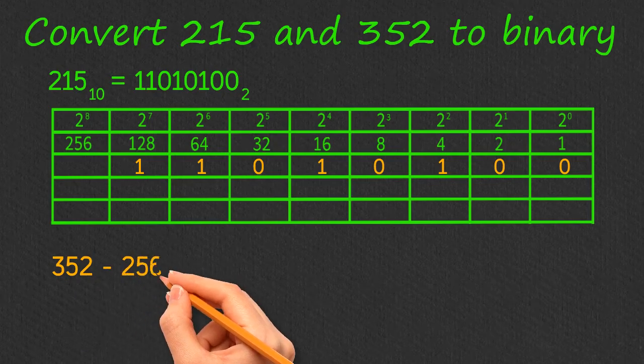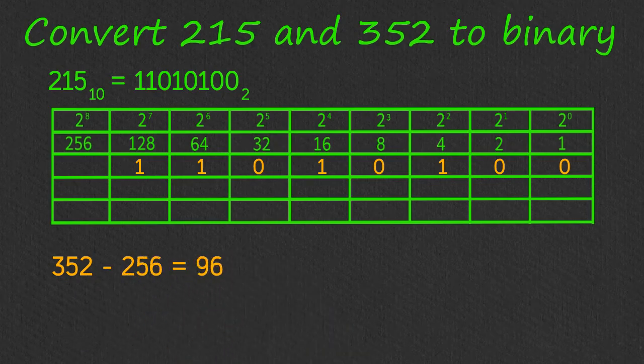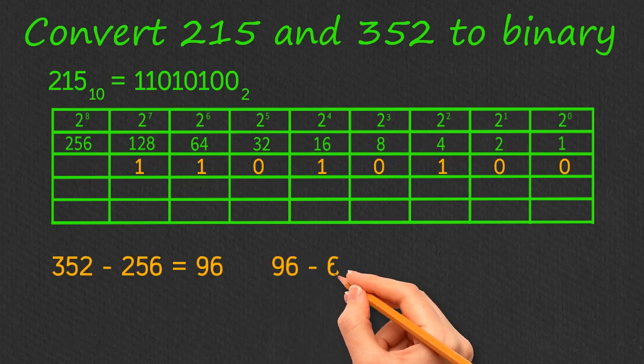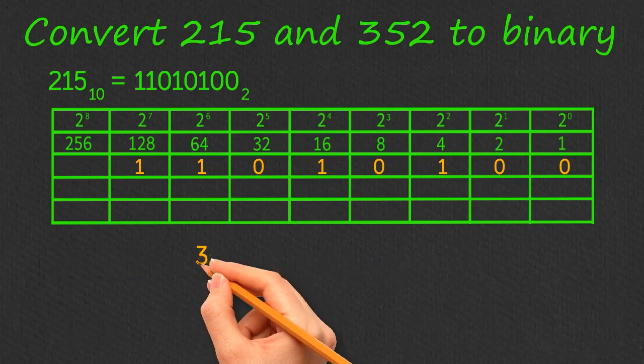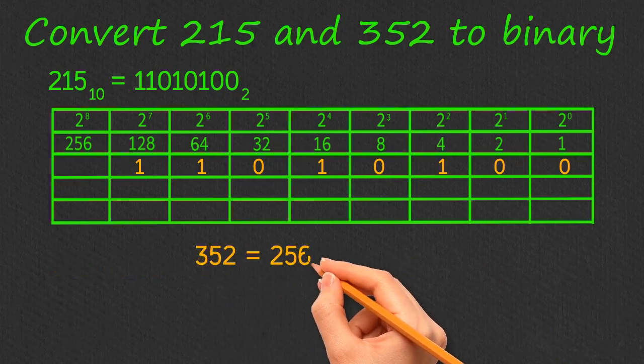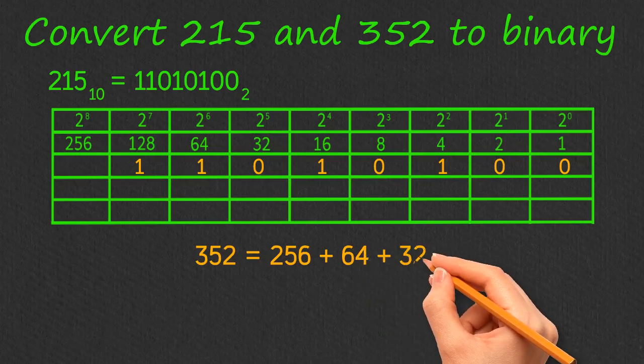352 take away 256 is 96. Now this is better. The remainder is in the same magnitude, size, as the available place values and not much bigger than in the previous try. Let us carry on. 96 take away 64 equals 32. And bingo, we are done. So 352 is equal to 256 plus 64 plus 32.